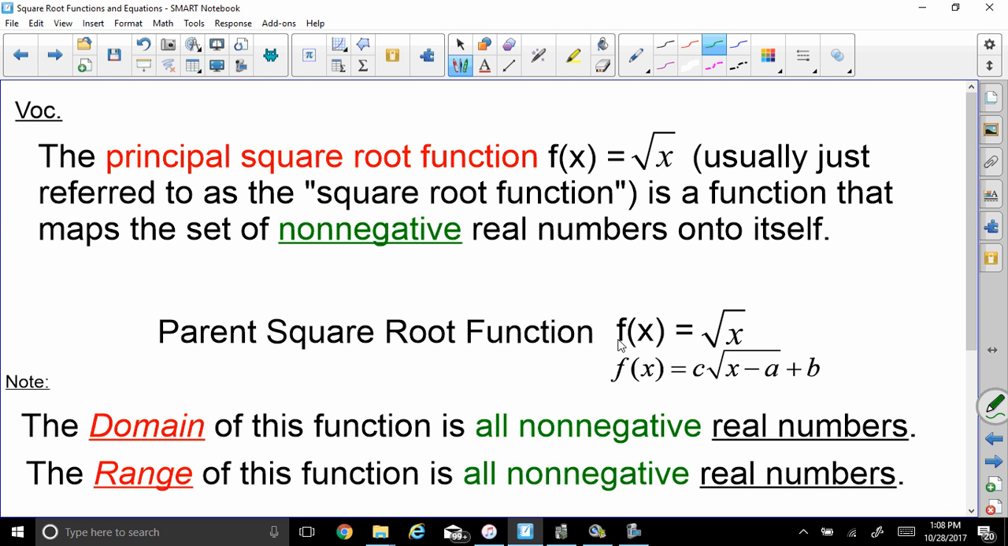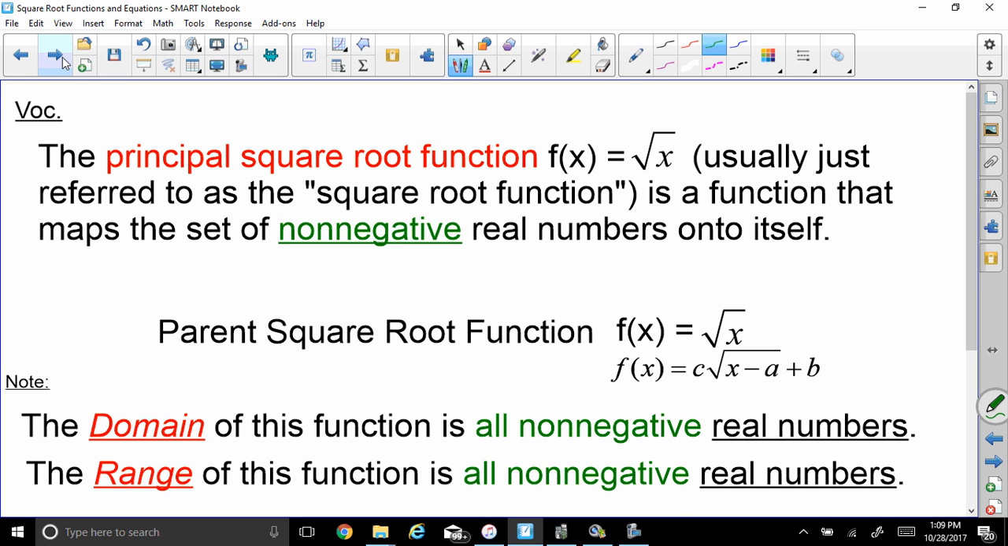Parent square root function f of x equals square root of x, that's the parent function, and you may sometimes see it written with a few other letters added onto it: f of x equals c times the square root of x minus a, underneath the radical sign, plus b. Please note the domain of this function is all non-negative real numbers, so we're talking about positive numbers that are real. The range of this function is also non-negative real numbers. So we're talking about getting out of the imaginary zone.